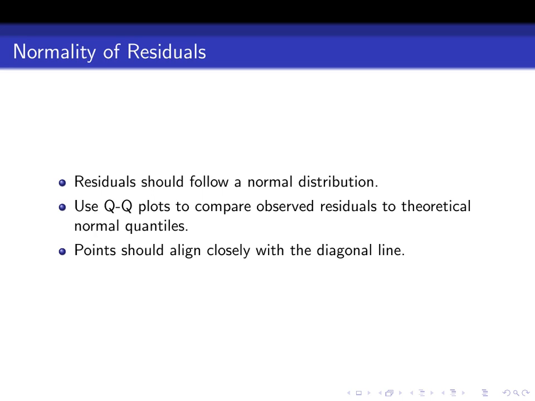Normality of residuals is assessed by how closely the residuals follow a normal distribution. QQ plots help by comparing observed residuals to theoretical normal quantiles, where points should align with the diagonal line.